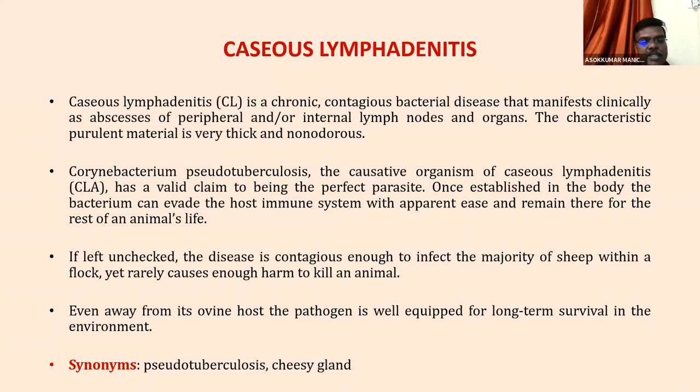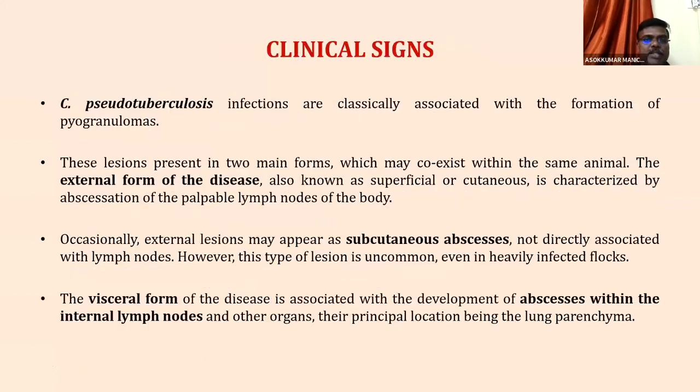If left unchecked, the disease is contagious enough to infect the majority of sheep within a flock. It rarely causes enough harm to kill an animal. Even away from its ovine host, the pathogen is well equipped for long-term survival in the environment. Synonymously, this disease is called pseudotuberculosis or cheesy gland in the case of small ruminants.